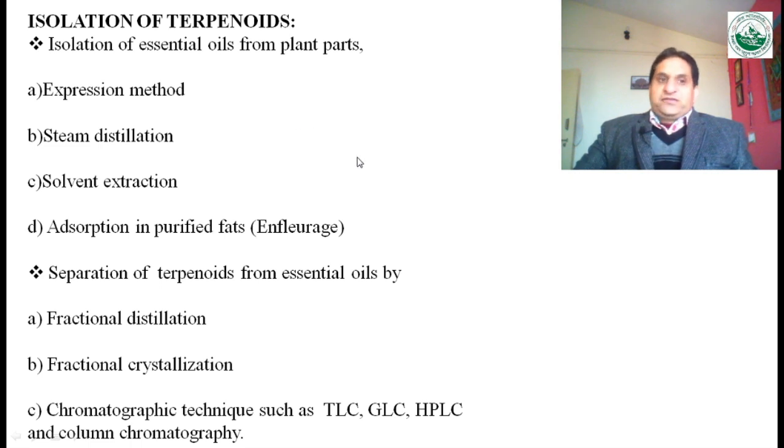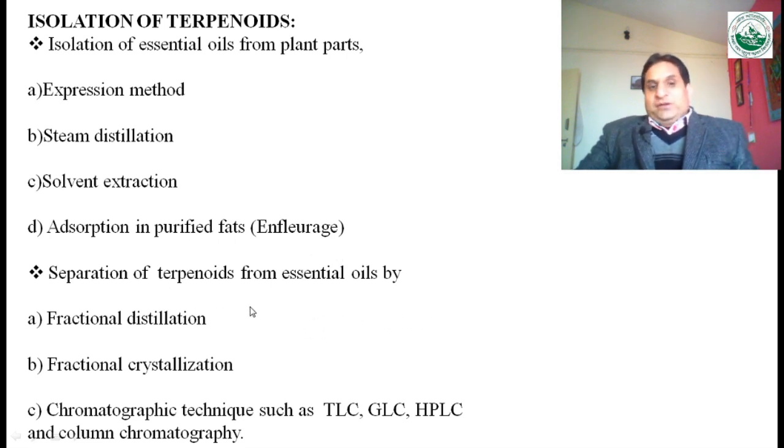Now, the extraction and isolation methods of terpenoids. For the isolation, the following methods can be used. The first one is the expression method, the second is the steam distillation method, after that the solvent extraction method, and the last one is the enfleurage method. These are the four methods commonly used for the isolation of essential oil from plant drugs: expression method, steam distillation, solvent extraction, and enfleurage method.